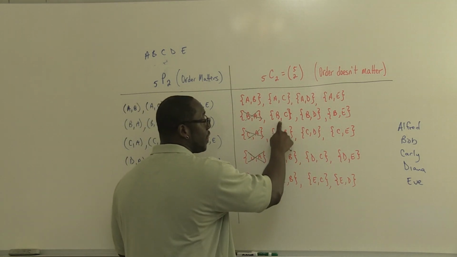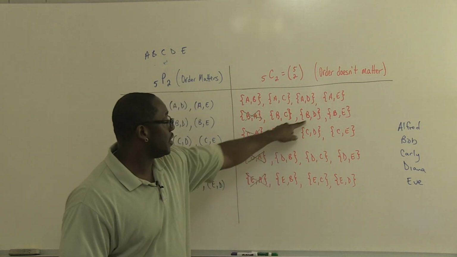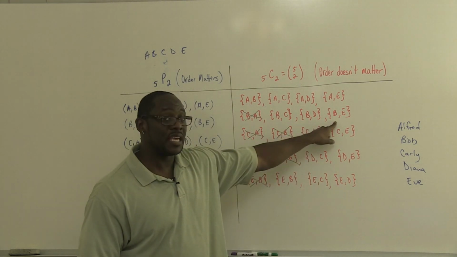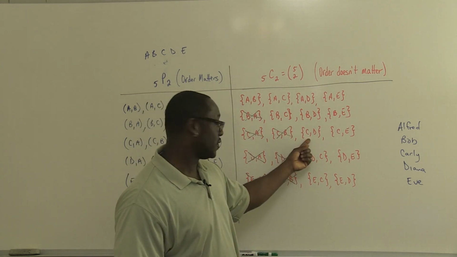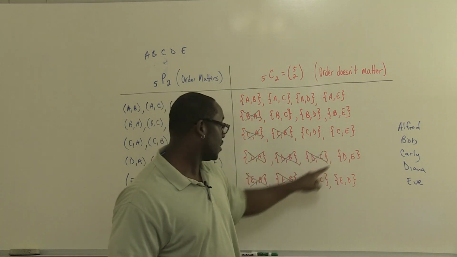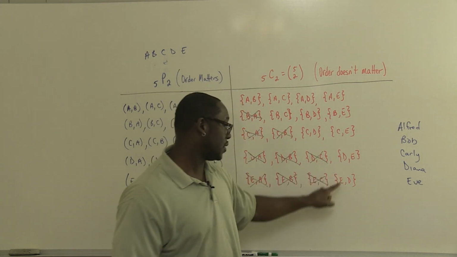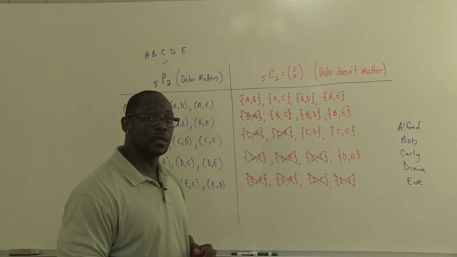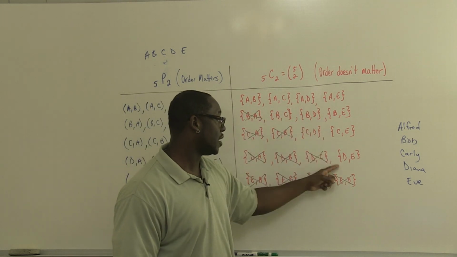We move on to here, we have BC, so CB is a repeat. BD, so DB is a repeat. BE, so EB is a repeat. CD is here, so DC is a repeat. CE is here, so EC is a repeat. And DE is here, so ED is a repeat. And after we take out all the things that repeat, we see that we have 1, 2, 3, 4, 5, 6, 7, 8, 9, 10.